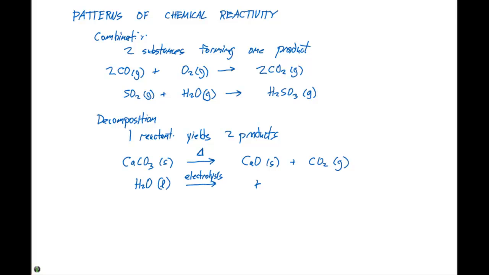Another example of this is if we have water in its liquid form and we perform electrolysis, we can get the products hydrogen gas and oxygen gas. In terms of balancing this particular reaction, we have 1 oxygen on the left and 2 on the right. So we need to put a 2 in front of the water. That gives us 2 oxygens, but now we have 4 hydrogens on the left, and we need 4 on the right. So we need to put a 2 in front of the H2 gas. So there's 2 examples of decomposition reactions.